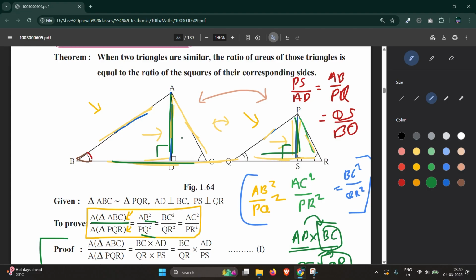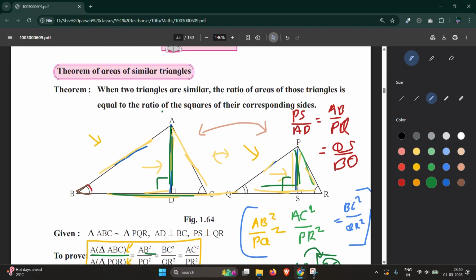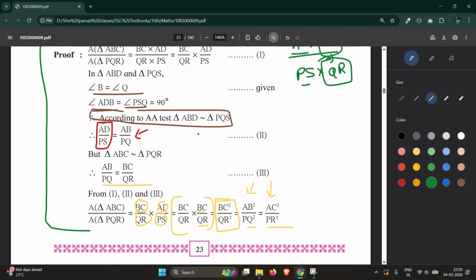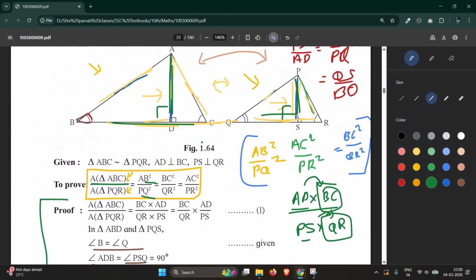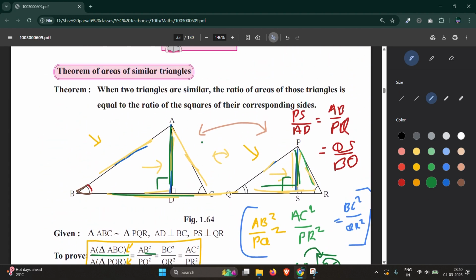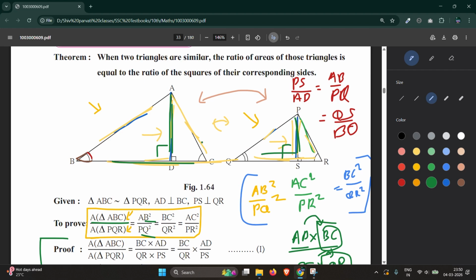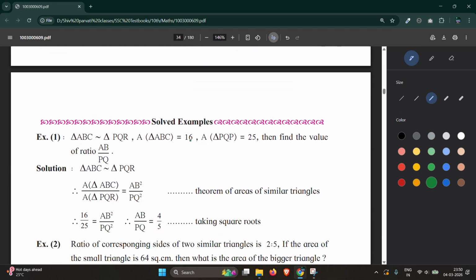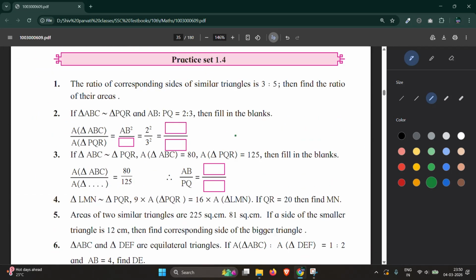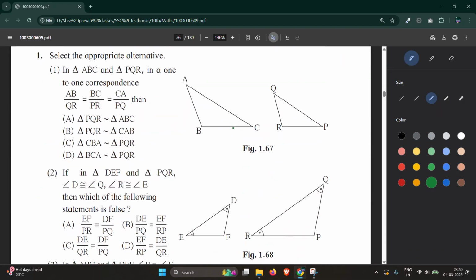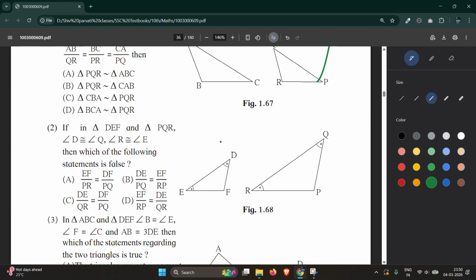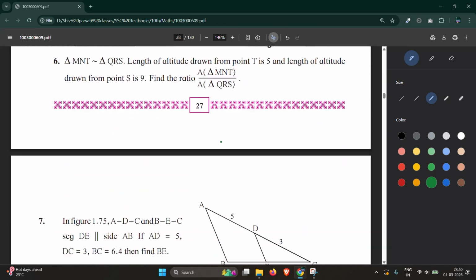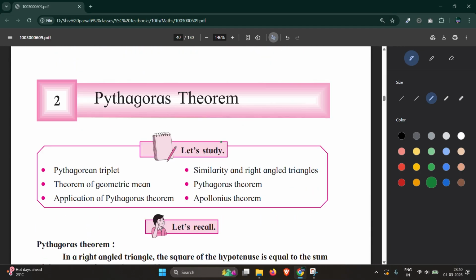So that is the basic intuition about this theorem. Again, being able to quickly write this in the exam will only come with practice, but knowing the intuition behind this and the way of thinking will really help you remember this theorem in the exam. After this, there are only some solved examples, which we are not going to go through right now. Then there is this problem set. That means we are at the end of the chapter. And finally, we reach the next chapter, Pythagoras theorem.